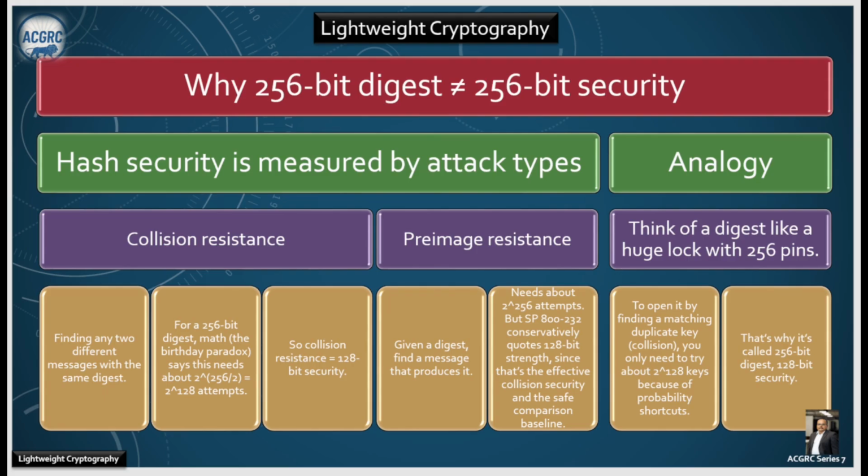Analogy, think of a digest like a huge lock with 256 pins. A lock with 256 pins. To open it by finding a matching duplicate key, you only need to try 2 to the power of 128 keys. That's why it is called a 256-bit digest and a 128-bit security.